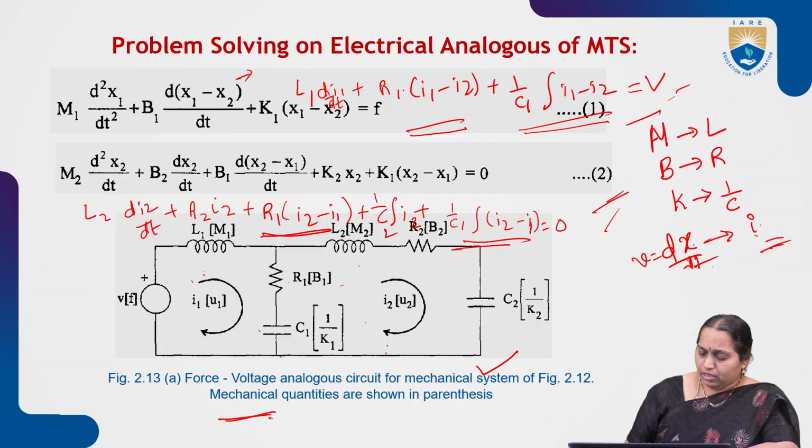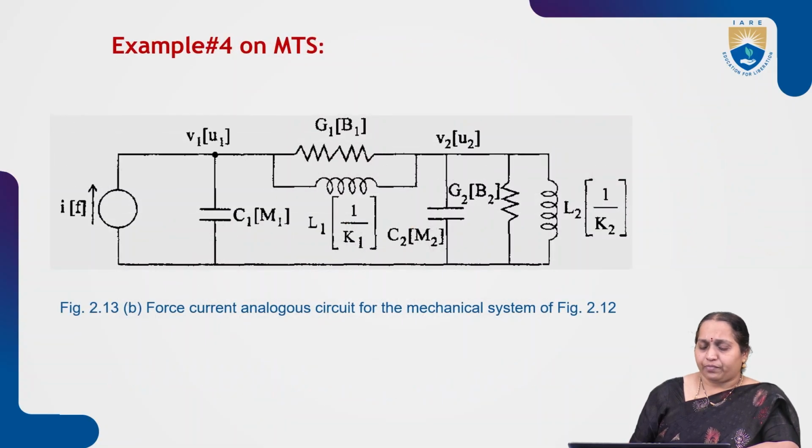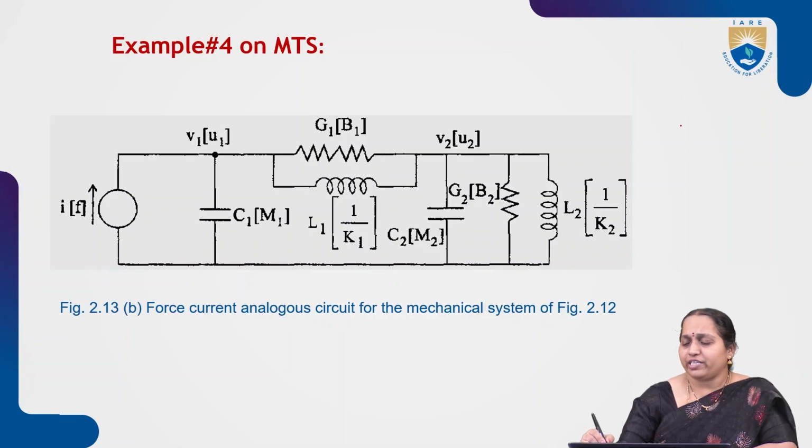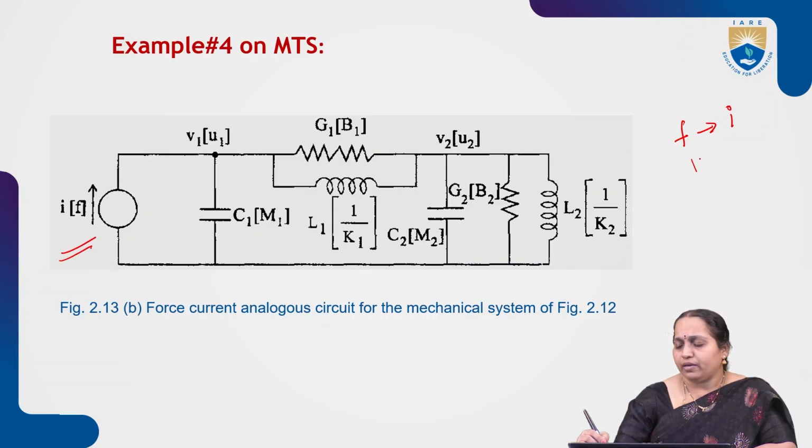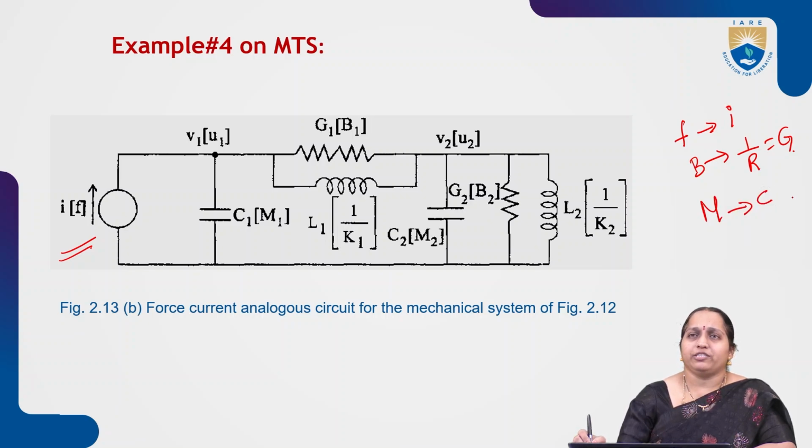Then how about the force current analogous circuit? In this case, force, that is the source, is taken as current. That is how we show a current source here. The dashpot is taken as 1 by R, that is conductance. The mass element is replaced by capacitor. And the spring is represented by K equal to 1 by L.